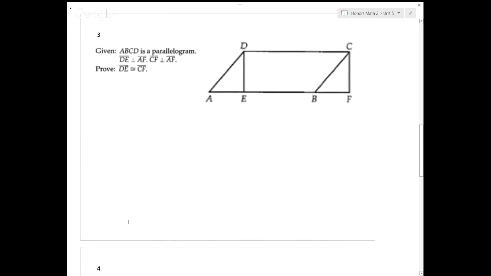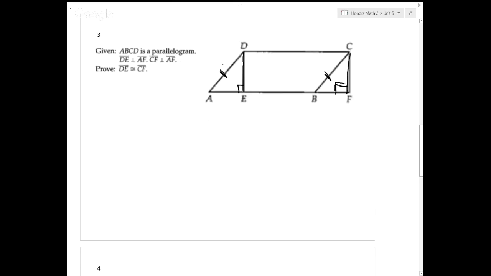For number 3, we have a parallelogram again. We need to show that DE and CF are congruent. So these two right here. So let's start with our parallelogram. We know opposite sides are congruent, so that's DA and CB. We also know that DE is perpendicular to AF and CF is perpendicular to AF. So that helps us there.